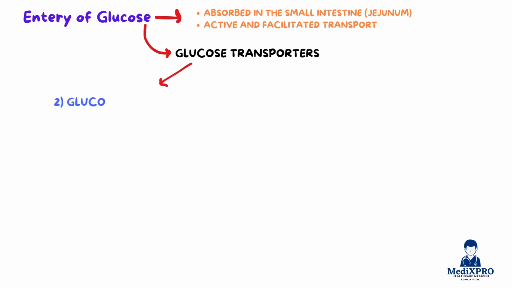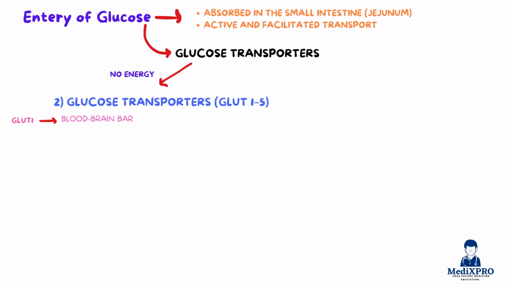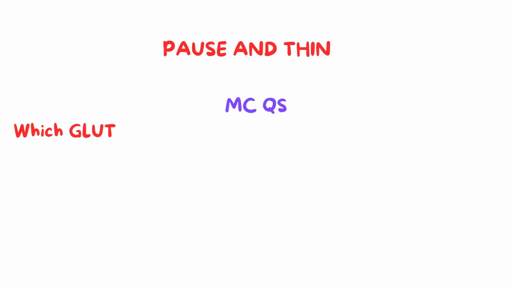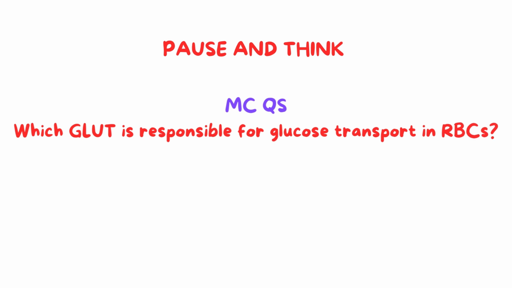This is a passive process, meaning it doesn't require energy. Glucose moves down its concentration gradient through specific glucose transporters called GLUTs. First up is GLUT1, found in red blood cells, the brain, and the cornea. Its role is basal glucose uptake. A deficiency in GLUT1 can lead to GLUT1 deficiency syndrome, causing seizures and developmental delays. A typical MCQ might ask, which GLUT is responsible for glucose transport in RBCs?